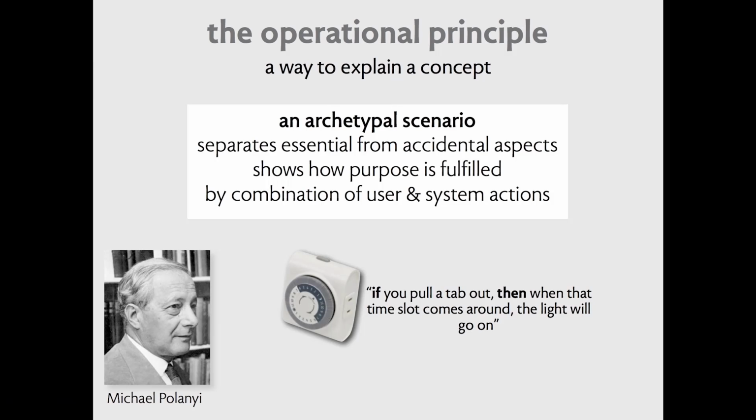So the way I would explain it is like this, with what I call, it's not my term, an operational principle. And the operational principle is an archetypal scenario. It's just one scenario that explains exactly how and why this thing works. So, for example, for the timer, you might say, if you pull a tab out, then this thing rotates. When the time comes around for that tab, the light will go on, right? And notice this is a very incomplete description. It doesn't tell you, for example, what happens if you pull the 12 o'clock tab out when it is 12 o'clock. So it doesn't answer a lot of intricate questions about the behavior.